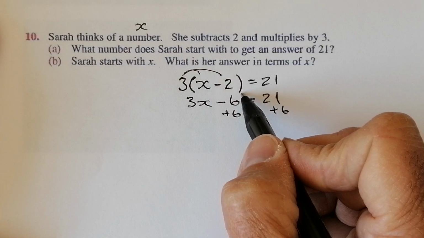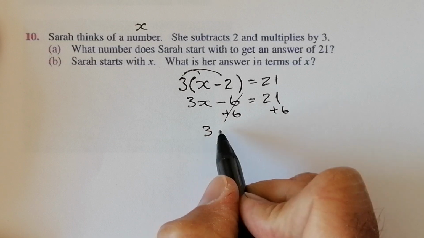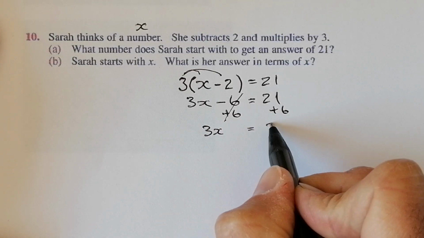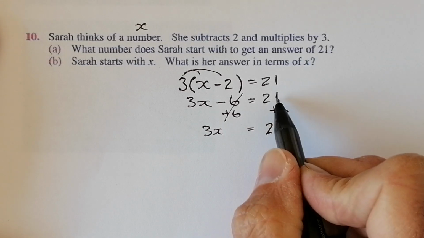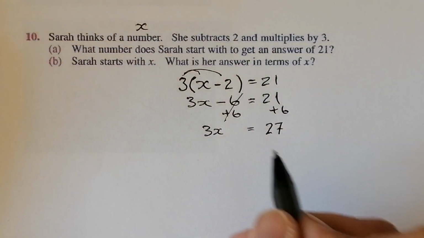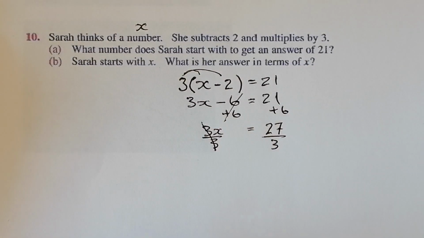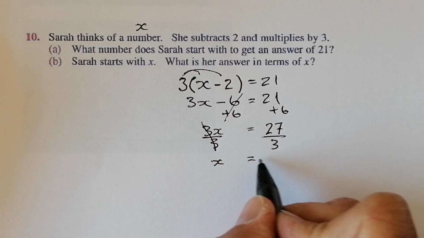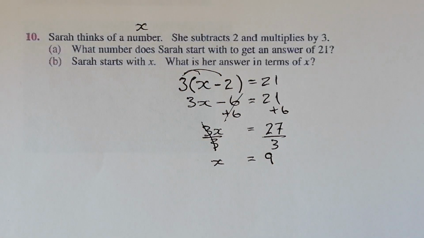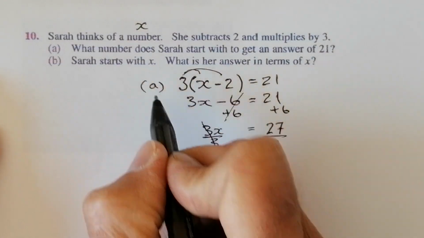Okay, I'm going to eliminate these guys because I've only got 3x on that side with 27. That would be when I add the 21 and the 6 together. I'm going to divide by 3, both sides. That eliminates the 3's there, leaves me with x equals 9. So you must have started with 9 for this question here.